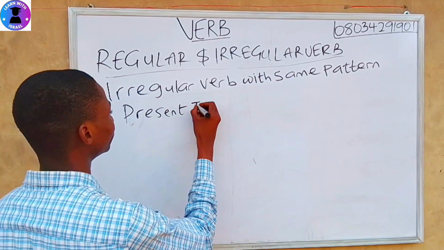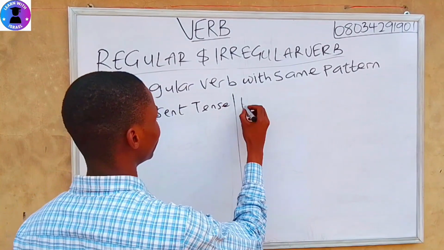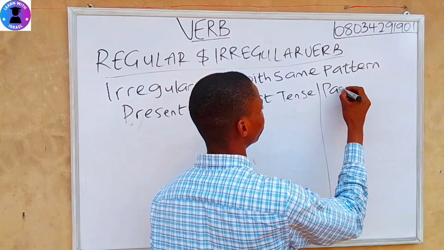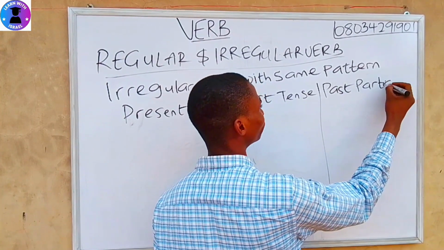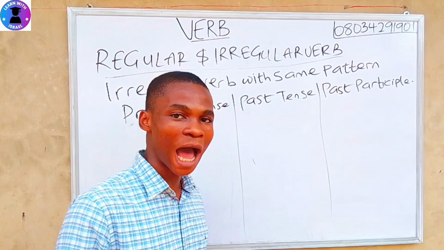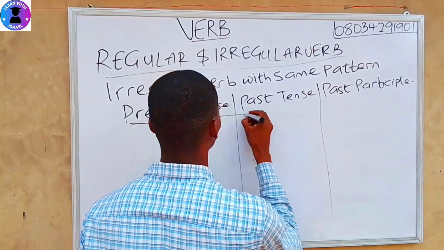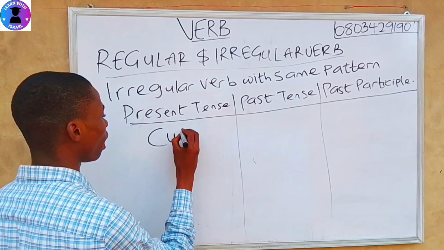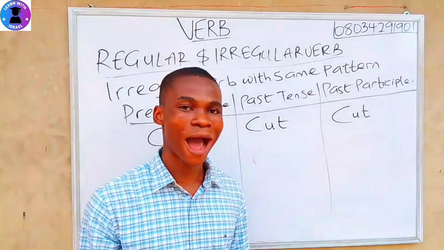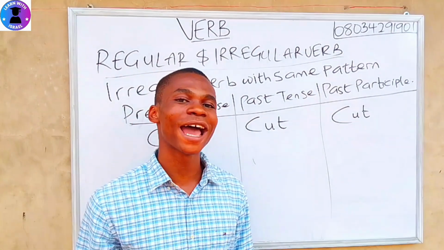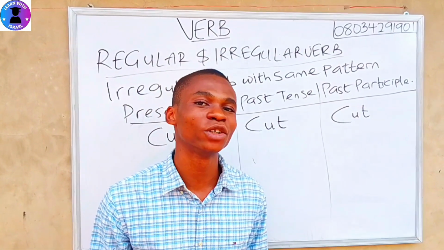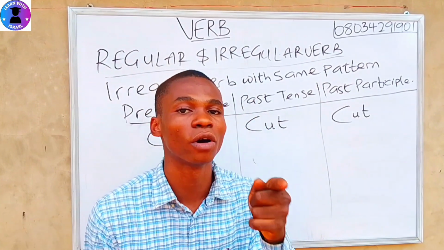We have our present tense, past tense, and past participle. The first one is caught, caught, caught. I hope you are attentive now. There is nothing like caughted. If you see caughted in your options and you pick it, you are going to get it wrong.